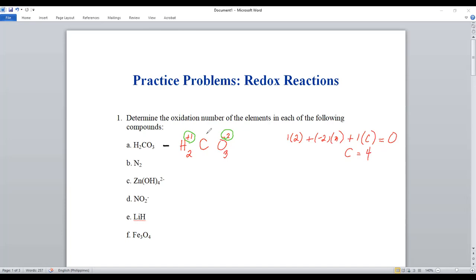So when you are asked to determine the oxidation states of elements present in a compound, you are to write the oxidation numbers or their charges as they appear now in the compound that is given. Okay, so John, thank you for sharing your answer. I think it's just a mistype in the case of your oxygen. Your oxygen should be negative 2 times 3, that should be negative 6. Any questions so far with letter A, your carbonic acid?